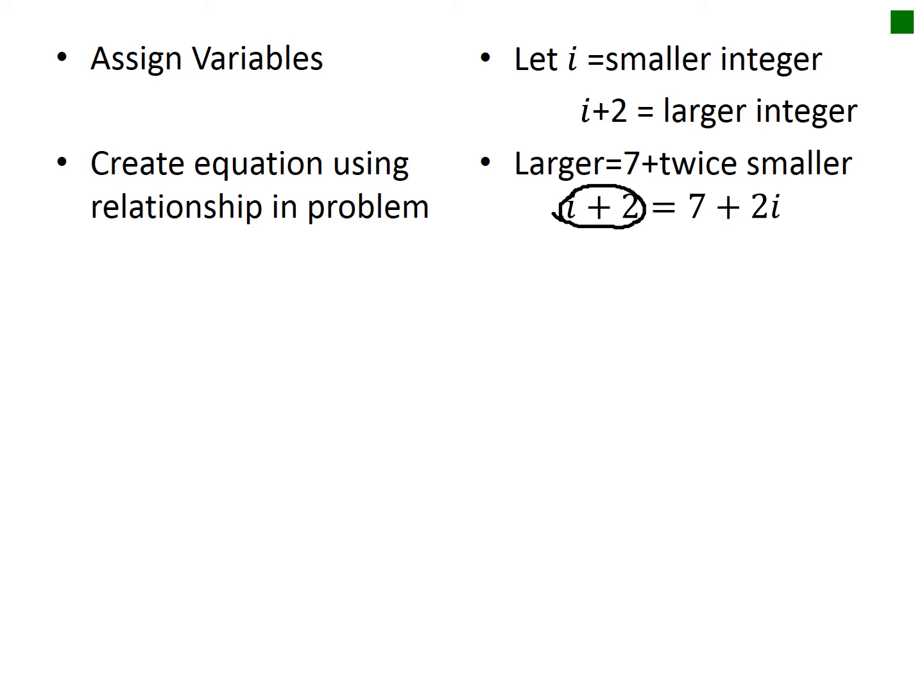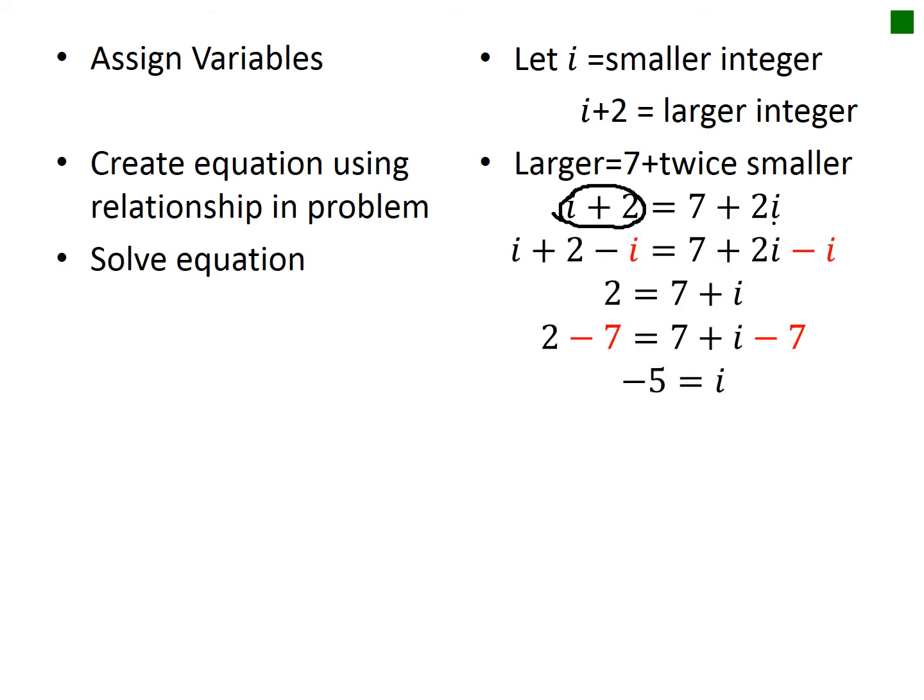Is always translates as the equal sign. 7 more than would be 7 plus, and twice the smaller integer means that we're looking at 2 times our smaller integer, which is i. Once we have the equation, now we can go through the process of solving the equation using the tools that we've developed at this point.